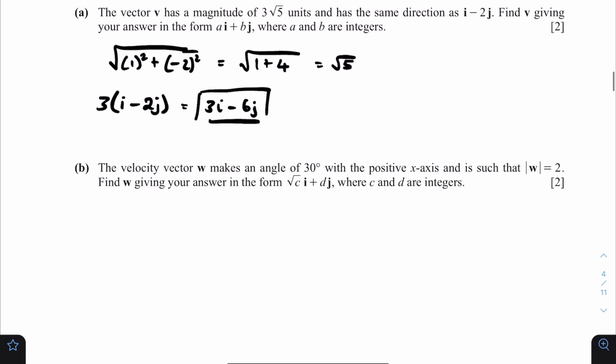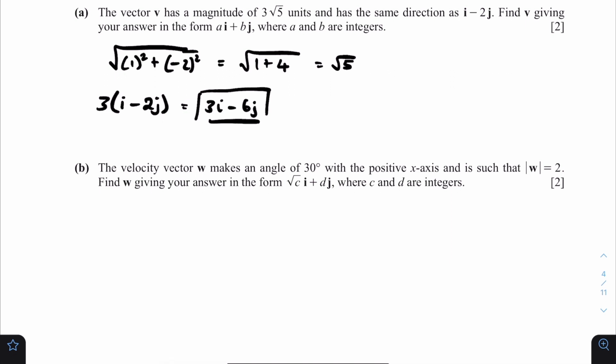All right, so for part b, the velocity vector w makes an angle of 30 degrees with the positive x-axis and is such that the modulus of w is equal to 2. Find w, giving your answer in the form root c i plus d j, where c and d are integers. Okay, so it says it makes an angle of 30 degrees with the positive x-axis and is such that the magnitude of w is equal to 2.